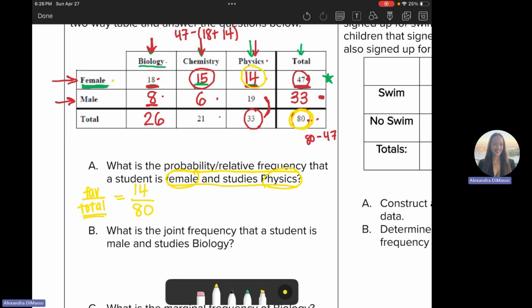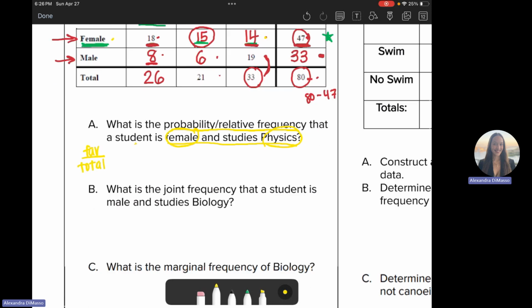So 14 out of 80 gives me, probability wise, 0.175. So that's it as a probability. But if it does ask you for a frequency, if it's looking for a percent, to make this into a percent, I just move the decimal place over 2 places to the right. So this is about 17.5% is my final answer.